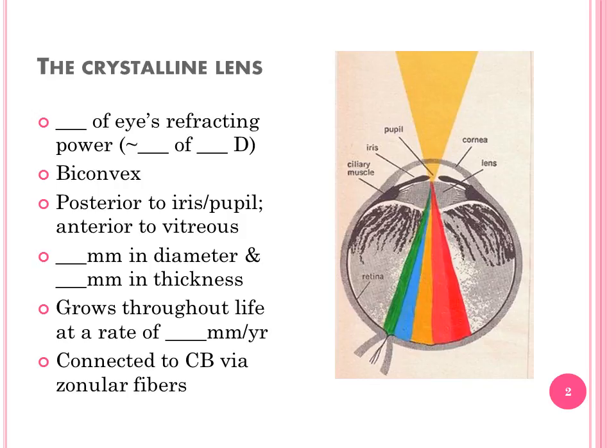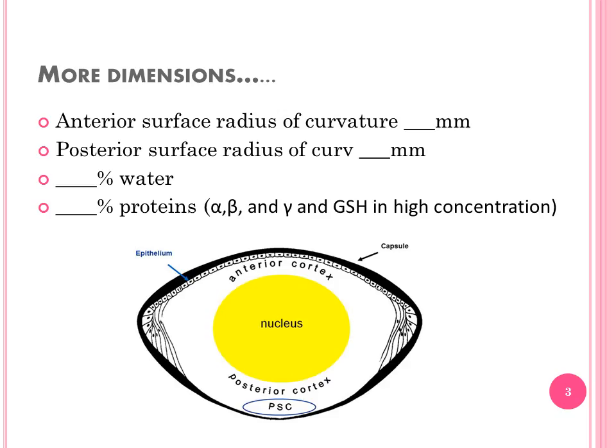Okay. So we know that the lens is connected to the ciliary body via the zonular fibers. There's lots of different names. The suspensory ligaments, the zonules, all of that is synonymous. It means the same thing.